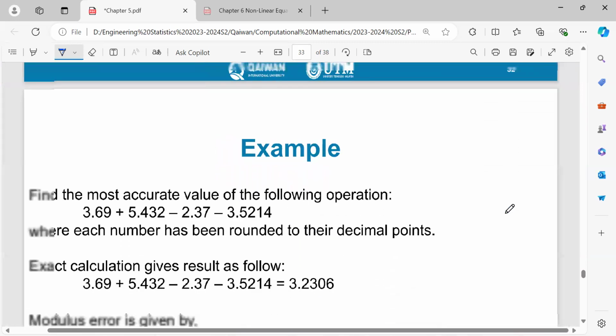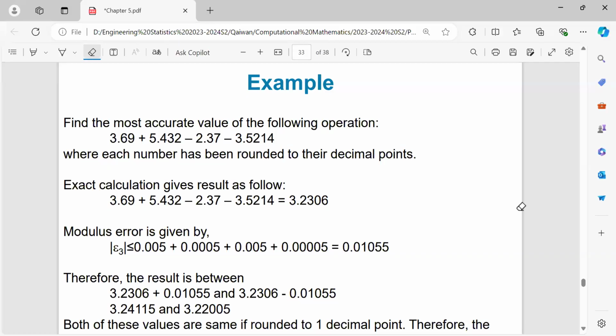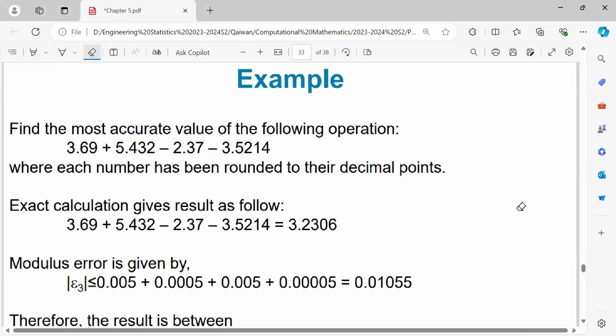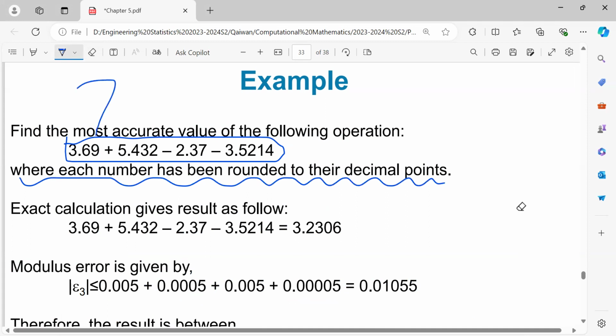Here we have an example. In this example, it says find the most accurate value for the following operation. Here we have this operation. It is the sum and subtraction of these values. It says where each number has been rounded to their decimal points. That means this is rounded to 2 decimal points, this one rounded to 3 decimal points, this value is rounded to 2 decimal points, and this one is rounded to 4 decimal points.